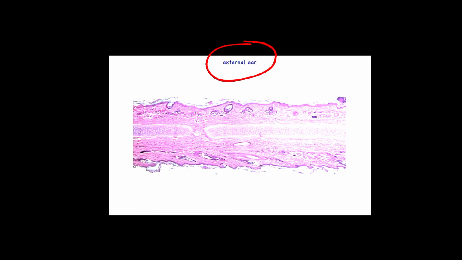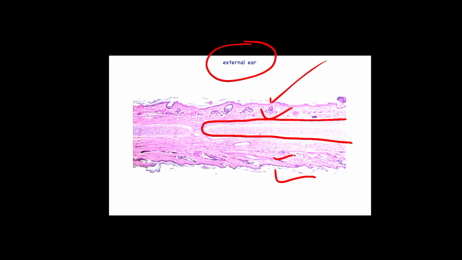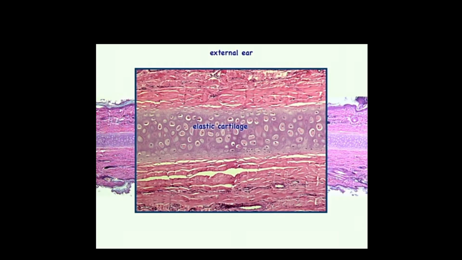And then the external ear. In the external ear you can see the epidermis, then the dermis below that, on both sides, and in the middle region we can see the elastic cartilaginous structure. In the large image, this is the epidermis and dermis, and in the middle is the elastic cartilage, which has numerous lacunae in which the chondrocytes are found, and the elastic fibers are visible in between the lacunae.